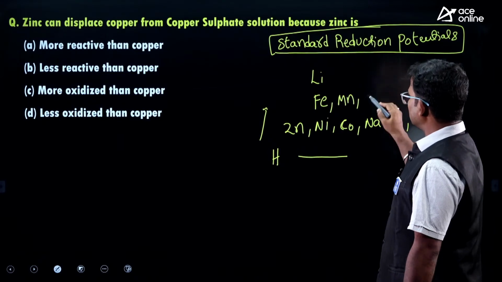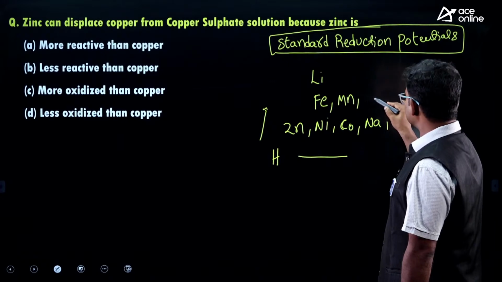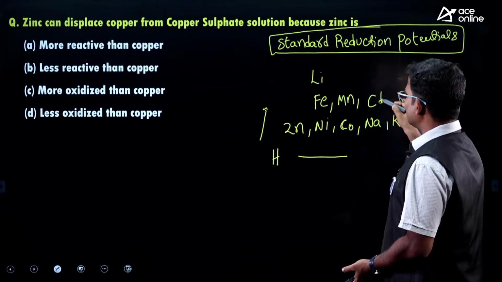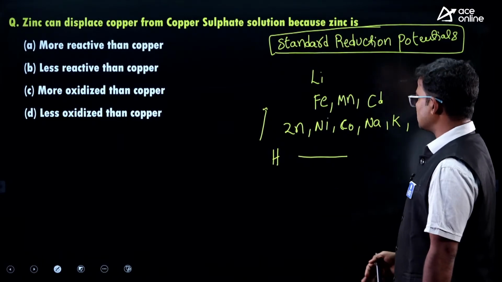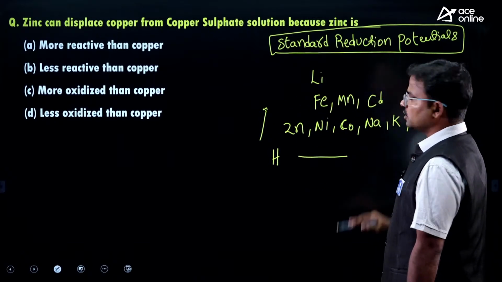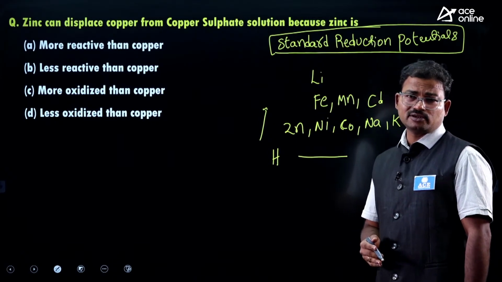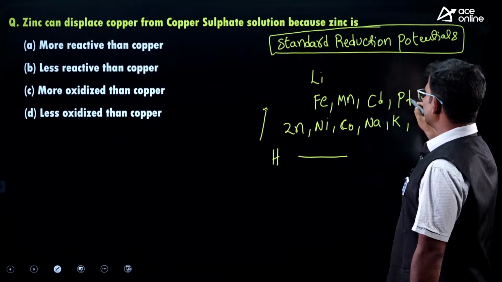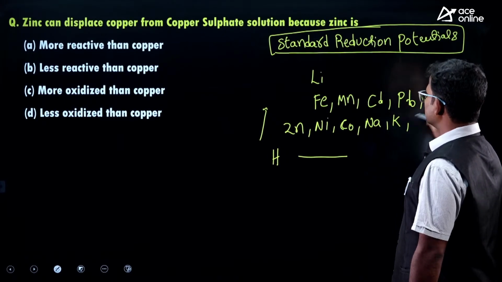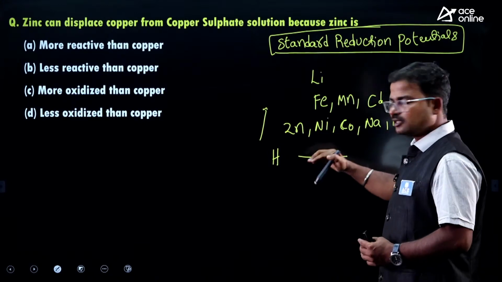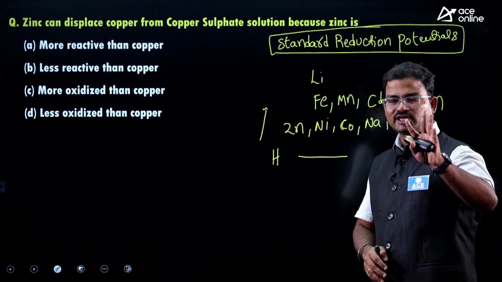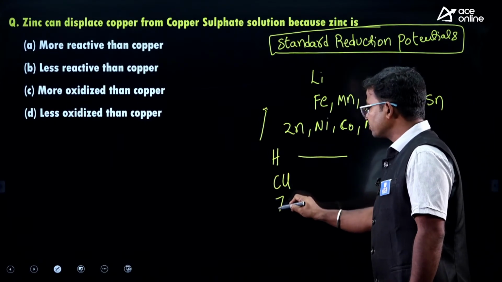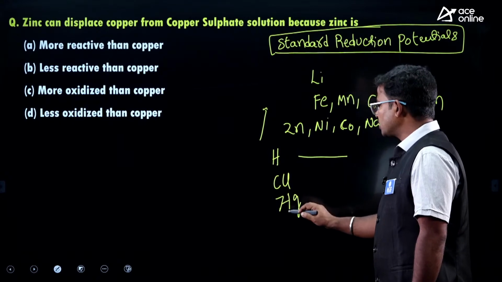Manganese, iron, cadmium. There are a number of elements, so let's consider only some of the examples. Around more than 25 elements are there, and it's not easy to remember all of them. Lead, Pb, and tin. But below hydrogen we have only 5 metals, so fewer metals are there. One is copper and the second one is mercury, Hg.